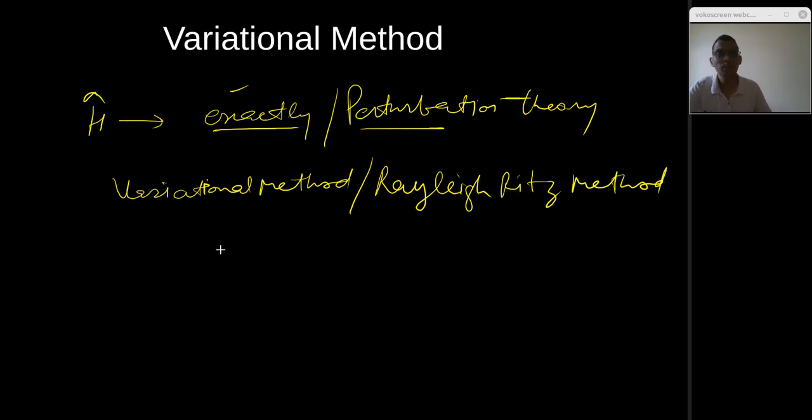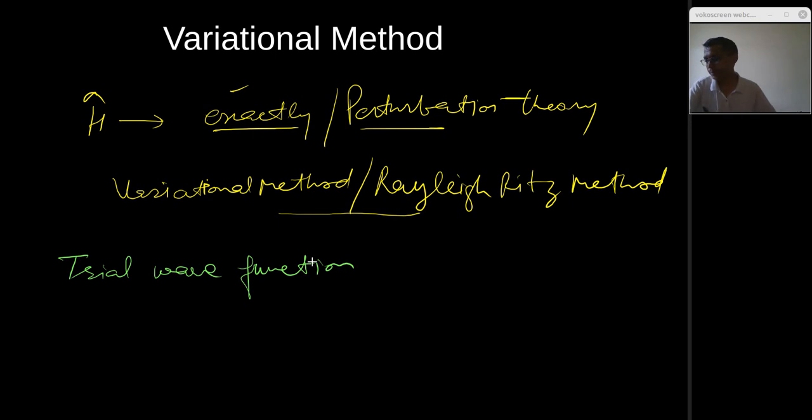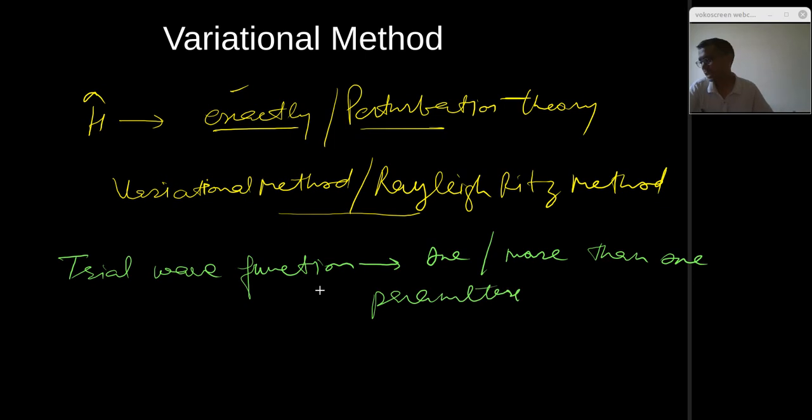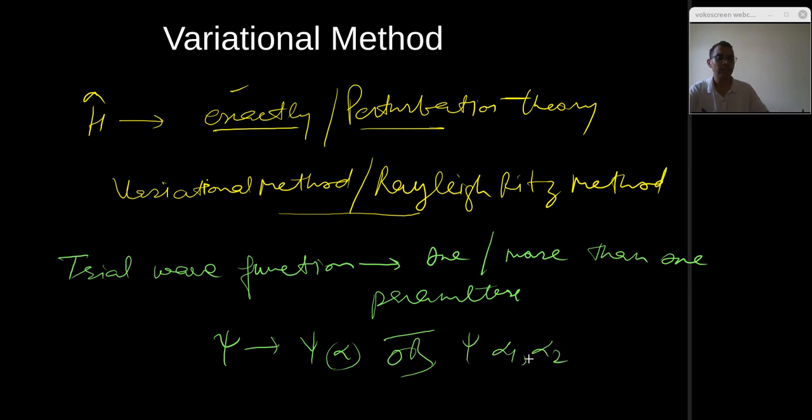So what do we do in this method? We will start with a trial wave function, and this wave function depends upon either one or more than one parameter. Mathematically, psi depends either on one parameter, or it may also depend on more than one parameter: psi of alpha 1, alpha 2, and so on, up to alpha n. So this is how our wave function looks.